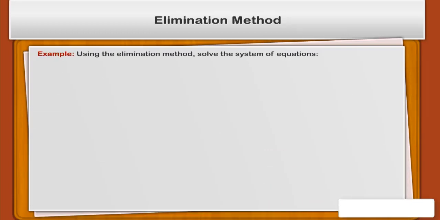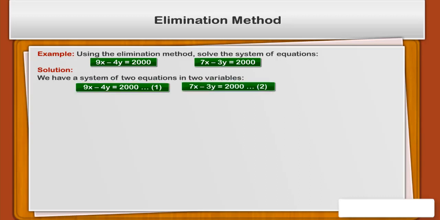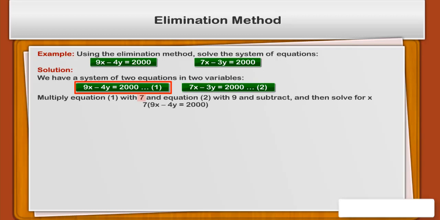Using the elimination method, solve the system of equations. 9x minus 4y is equal to 2000 and 7x minus 3y is equal to 2000. Let us solve these. We have a system of two equations in two variables. 9x minus 4y is equal to 2000. This is equation 1. And 7x minus 3y is equal to 2000. This is equation 2. Multiply equation 1 with 7 and equation 2 with 9.